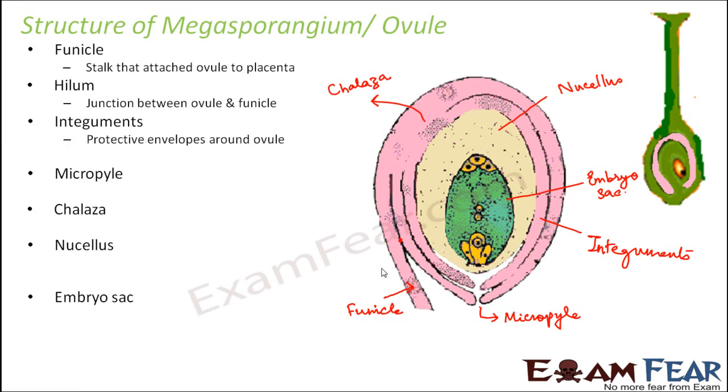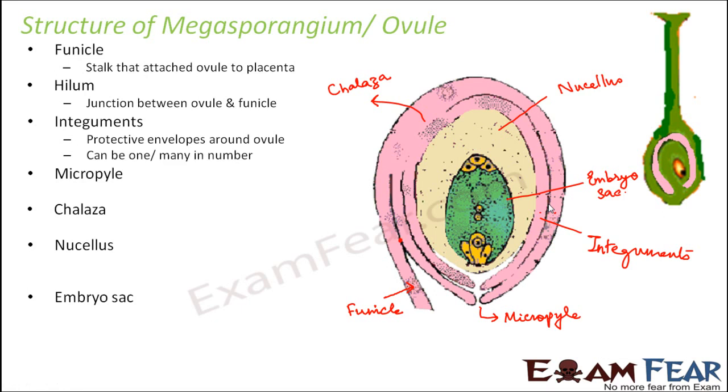Integuments are nothing but the protective envelopes around the ovule. As I mentioned before also, the megasporangium is very, very delicate, because inside that we are going to form the female gametes. So it needs to be protected. And for the sake of that protection, we have multiple layers outside it, and these layers are called integuments. Here in this picture, you can see there are two layers, and both of them form the integuments.